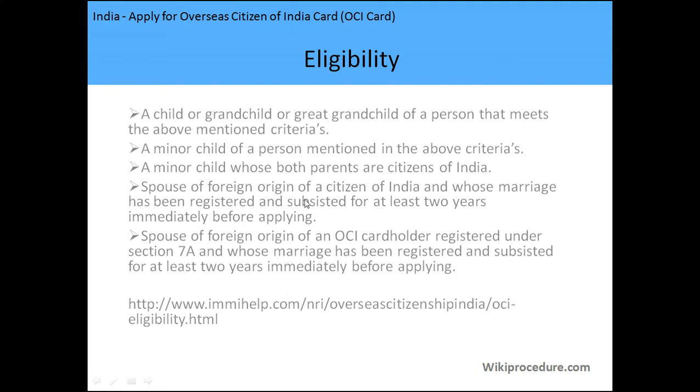Or a spouse of foreign origin of a citizen of India whose marriage has been registered and subsisted for at least 2 years immediately before applying. So if you are a spouse of an Indian citizen and you have been married for 2 years, you could apply for an OCI card. And also if you're a spouse of an OCI card holder, which is registered under section 7A, still you should be able to apply for an OCI card, and your marriage should be at least 2 years.